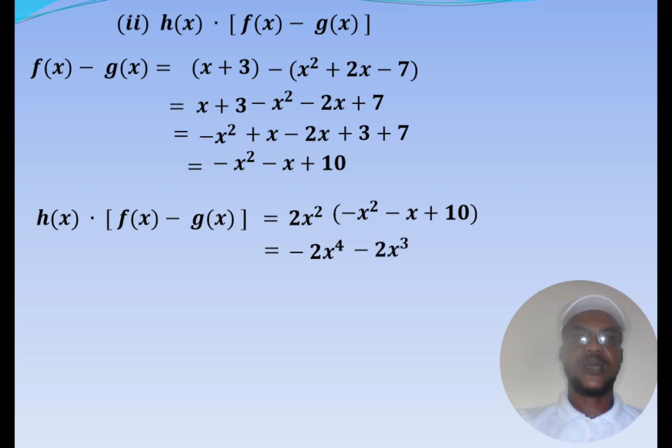Then what is 2x squared multiplying 10? You are going to get 20x squared. Can we group like terms? No, we cannot group like terms because the expression is grouped already. So we leave our answer as it is. It means that if you find the product of h of x by f of x minus g of x, you are going to get negative 2x exponent 4 minus 2x cubed plus 20x squared, and that ends it.